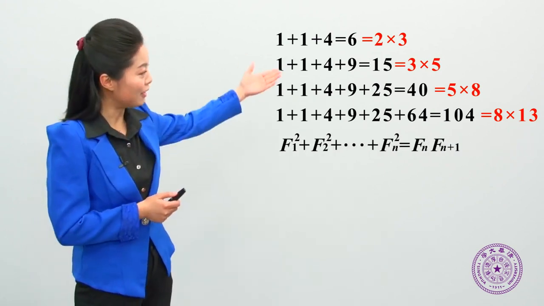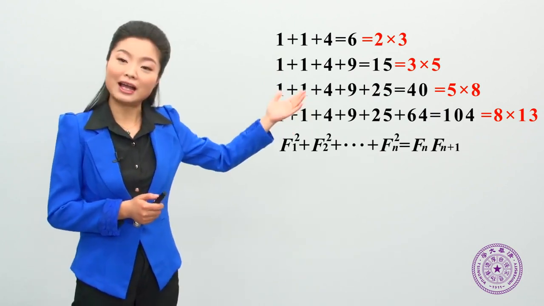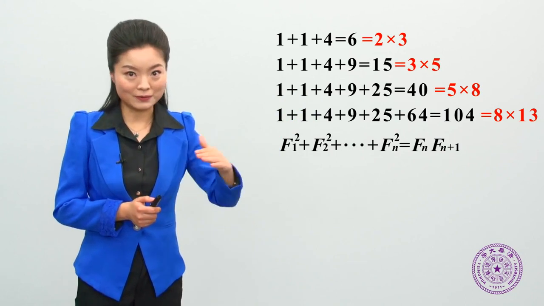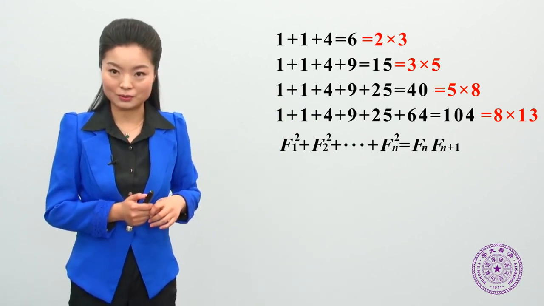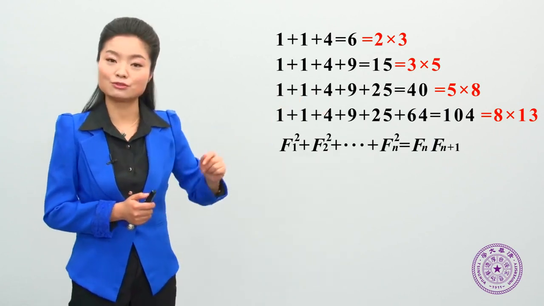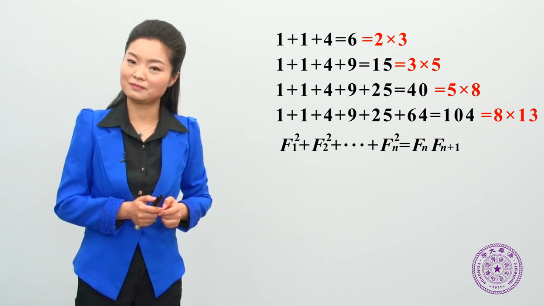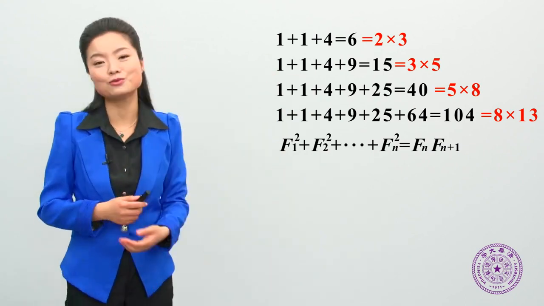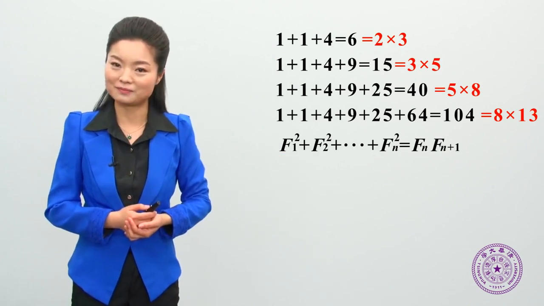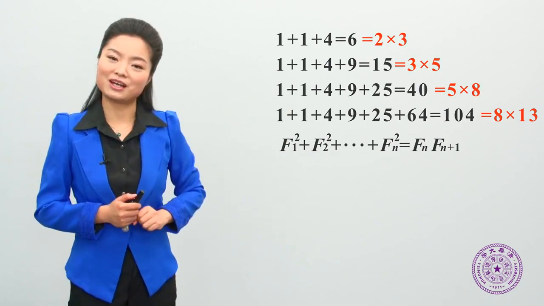This means f1 squared plus f2 squared up to fn squared, which is the sum of squares of the first n Fibonacci numbers, is equal to the product of two adjacent Fibonacci numbers, which is fn times fn plus 1. Is this equation correct? It seems to be correct by checking these four equations. Now let's prove it. First, how should we represent 1 squared?